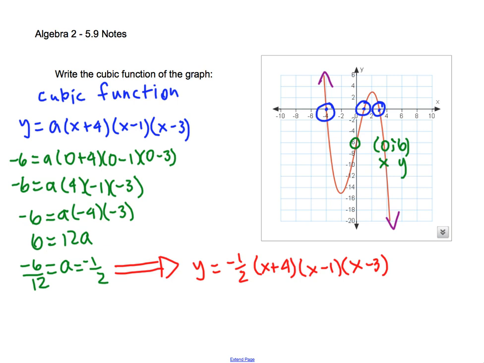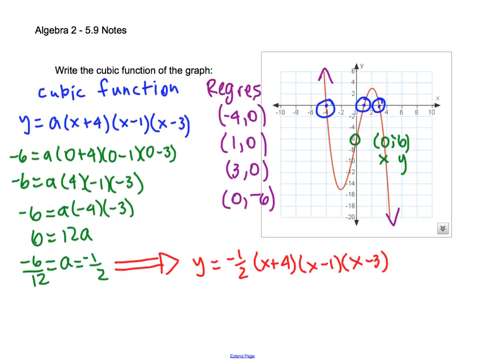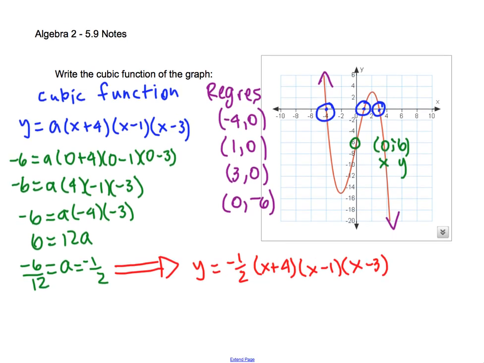The other thing that you could do is if you've got your calculator, and you can look on my YouTube channel, but you could create a list of coordinates that are on this graph. So like -4, 0, 1, 0, 3, 0, and if you want to put this other one in just for good measure, 0, -6. You can go in and you can do regression analysis, and we would choose to look for a cubic regression, and that's all that you would do on that guy, and it would help. Your calculator would do some of that math for you.